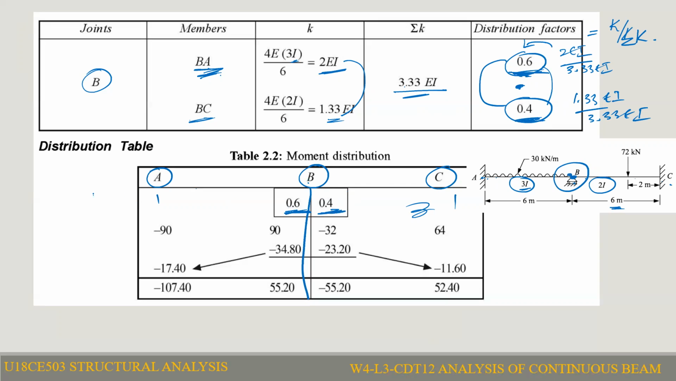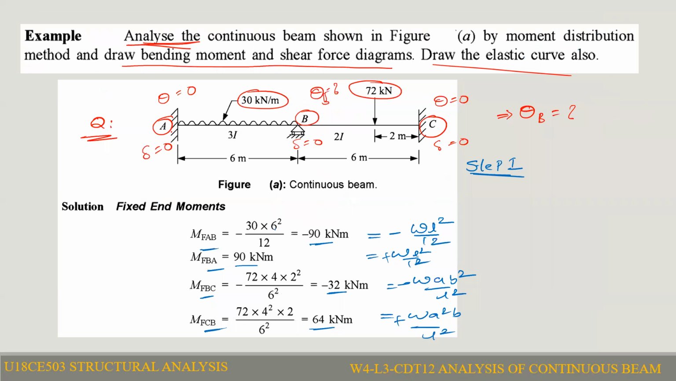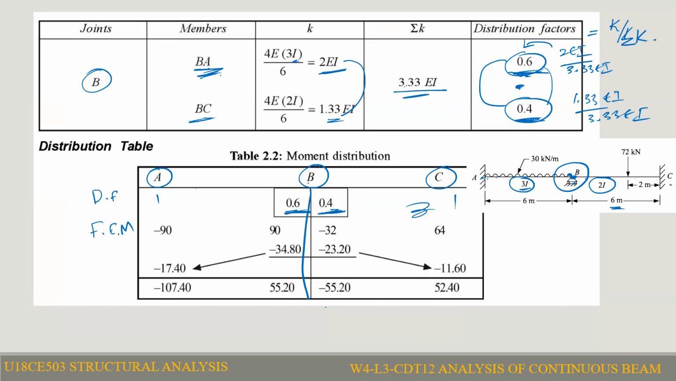After that, we need to write the fixed moments, which we calculated in step 1. MFAB is equal to minus 90, MFBA is equal to plus 90, MFBC is equal to minus 32.64. So these values, minus 90, plus 90, minus 32.64, you have to write.